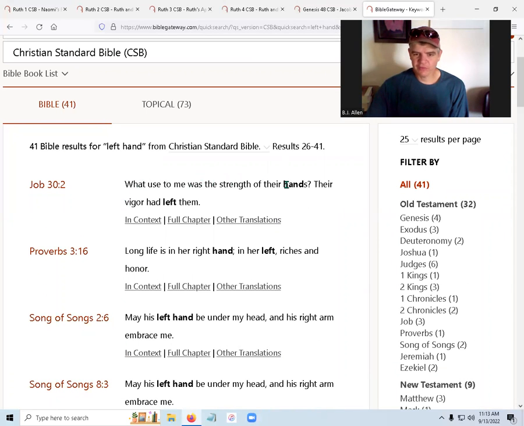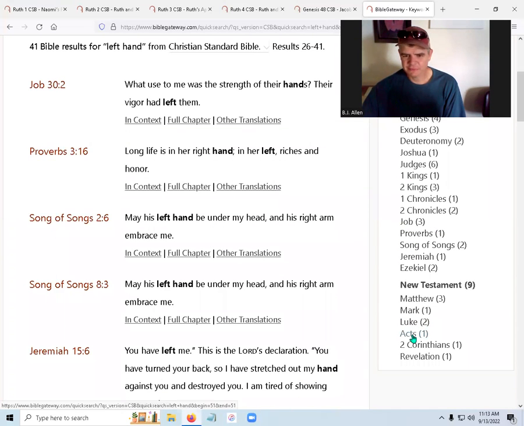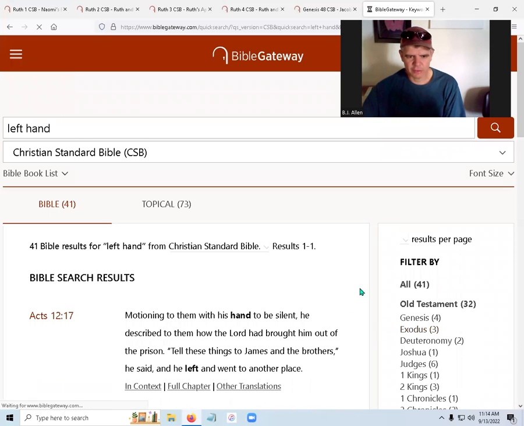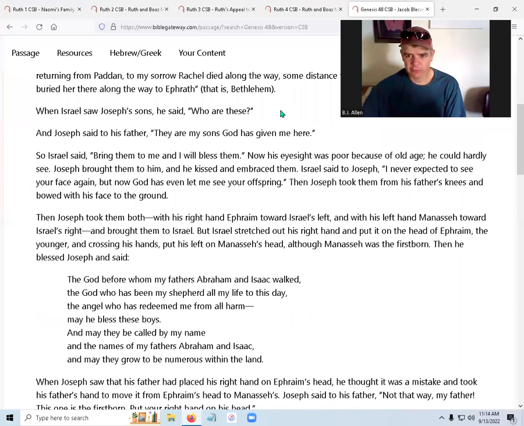What strength to me was their hands? Long life is in her right hand, and in her left, riches and honor. So she's got stuff in both hands. As you can see, Acts, I'm going to look real quick. Left, no. All right. The right hand is the important one.